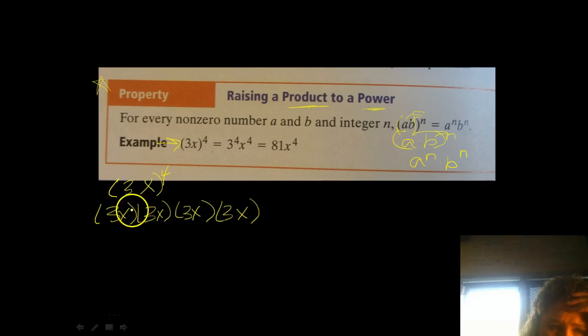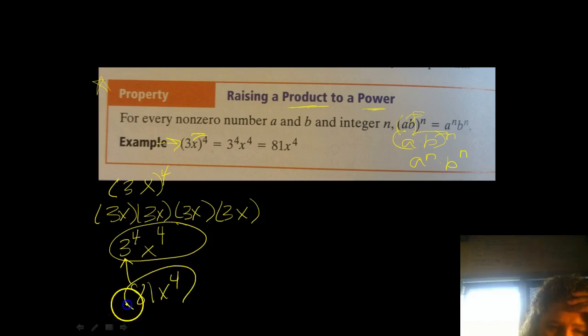So how do I rewrite that? 3 times 3 times 3 times 3. Well, I have 3 4s. 1, 2, 3, 4. And 4 x's. So that's a simplified way. What they're saying is the shortcut is just to distribute to both. 3 to the fourth, x to the third. Now, can I simplify this 3 to the fourth? Yes, you can. 3 times 3 times 3 times 3 is 81. So my most simplified answer is 81x to the fourth.